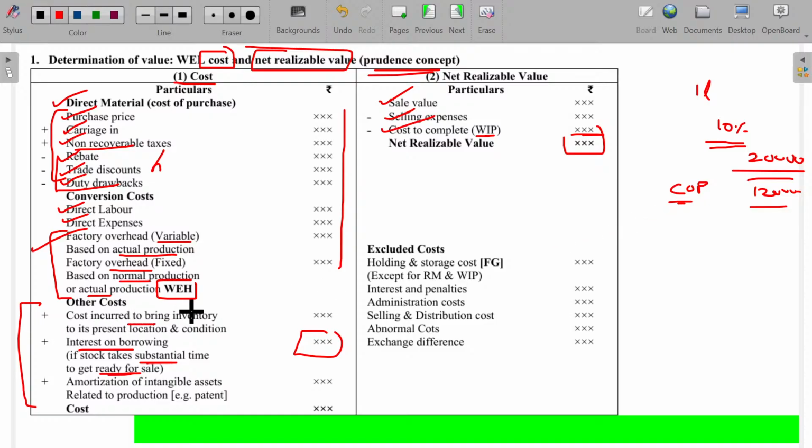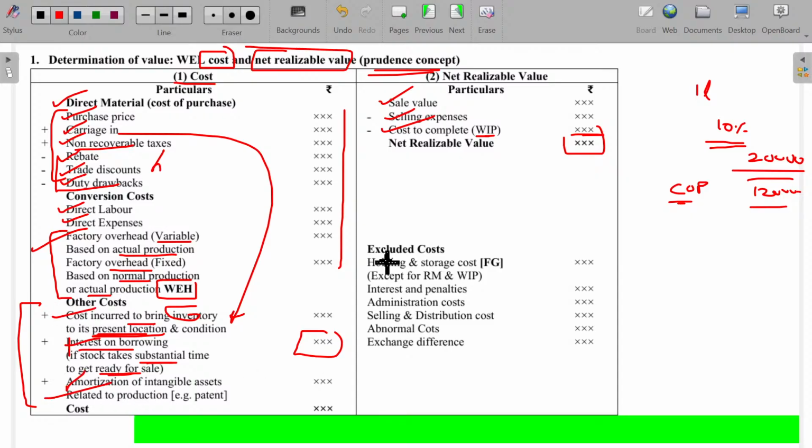The cost incurred to bring the inventory to its present location, which is nothing but carriage, will also be considered an addable item. And if you get a patent for manufacturing, or you purchase the technical know-how to manufacture the raw material or the finished goods, the patent and technical know-how cost will also form part of the cost of production and can be added.